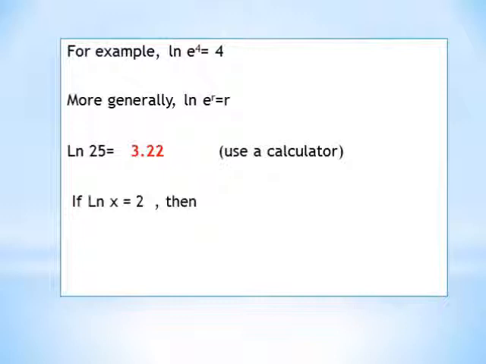And here is another question, going backwards. If we have ln of x equals 2, then can you guess what x will be? So what would you write here so that the answer turns out to be 2? It has to be e to something, right? And that answer is e to the power of 2.